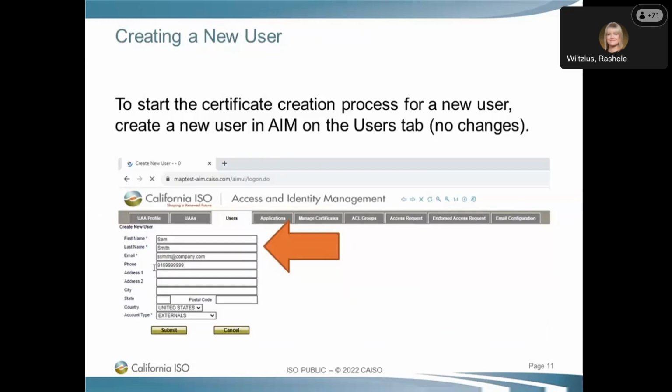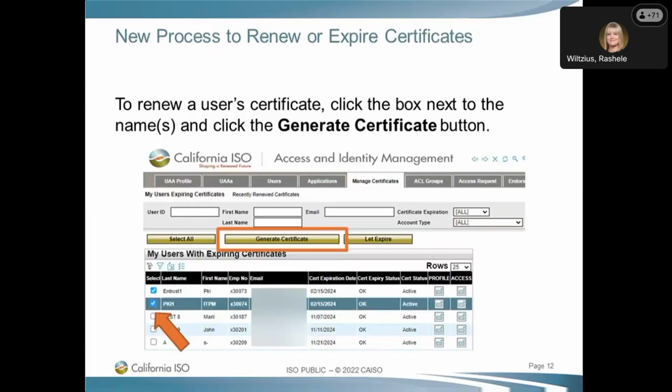I want to mention that the way to create a user is not changing at all. So if you have a new user that you're creating a certificate for, there is no difference in using that users tab and entering all of the information the way that you would typically do it. However, what is going to change is the process to renew a certificate. So on that Manage Certificates tab, you can see how we generate a new certificate or expire a certificate is going to look different. And we'll see this in the demo, and we'll take a look.